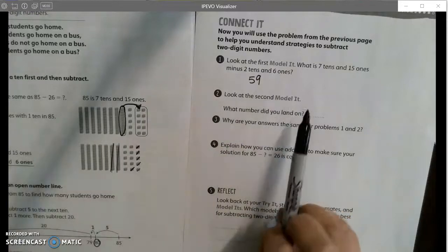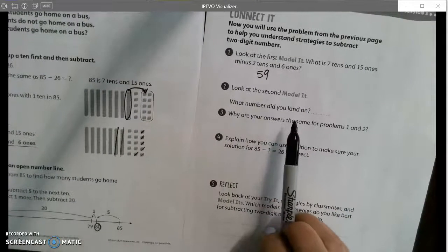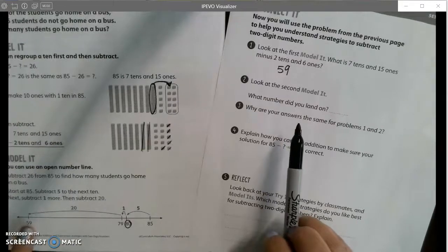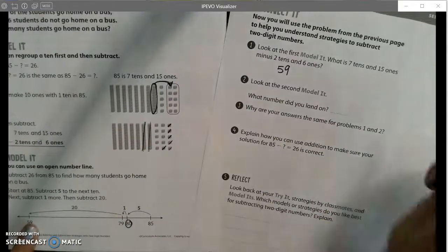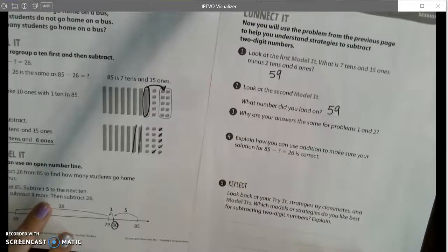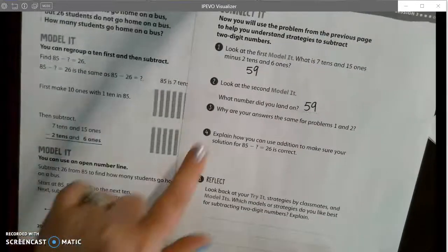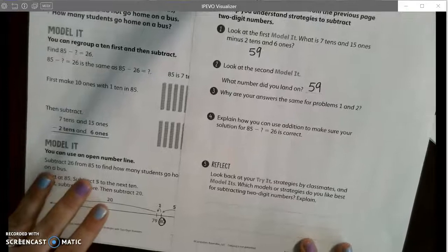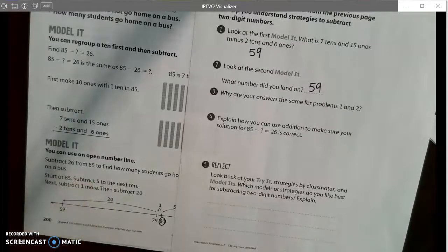Look at the second Model It. What number did they land on their number line? 59, right? Why are the answers the same for problems 1 and 2? We're solving the same problem, so the answer should be the same. Just because we use 2 different strategies does not mean that the answer is different.